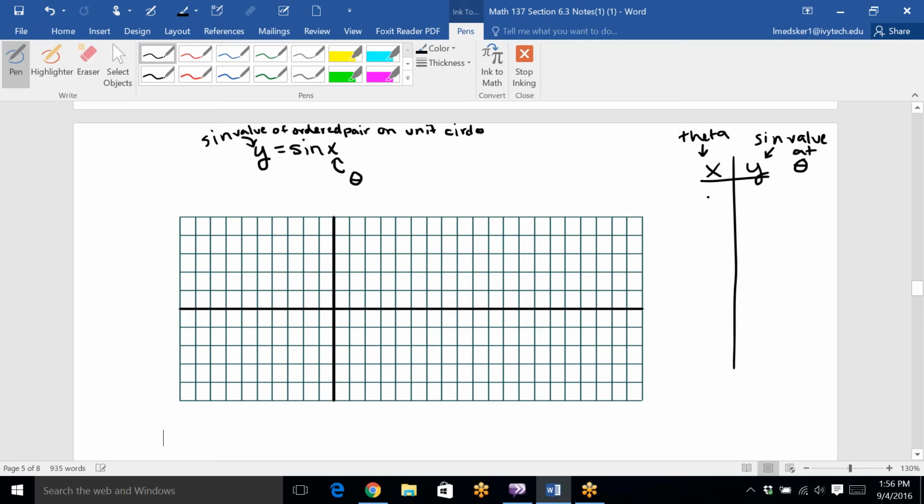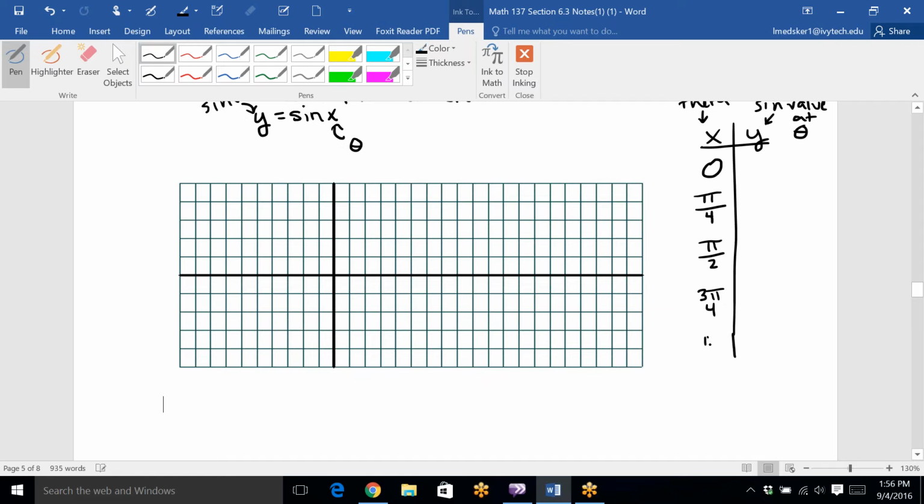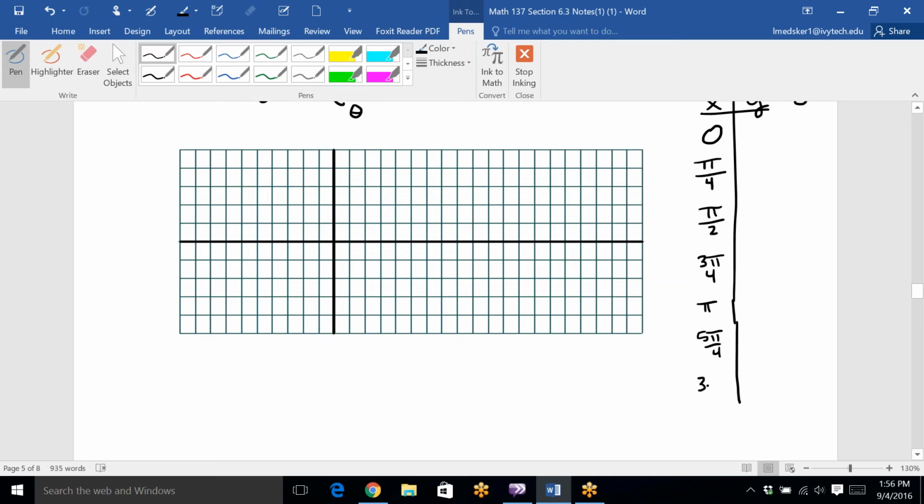So I started out with 0 because that's one of the easiest angles to plug in or to figure out. Just to make life a little easier, we're going to go up by pi over 4 each time. So pi over 4, if you add another pi over 4, that'd be 2 pi over 4, which is pi over 2. Then we have 3 pi over 4, then 4 pi over 4, which is pi, 5 pi over 4, 6 pi over 4 is 3 pi over 2, then 7 pi over 4, and 8 pi over 4 is 2 pi.